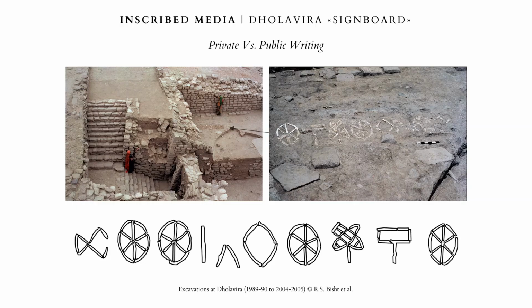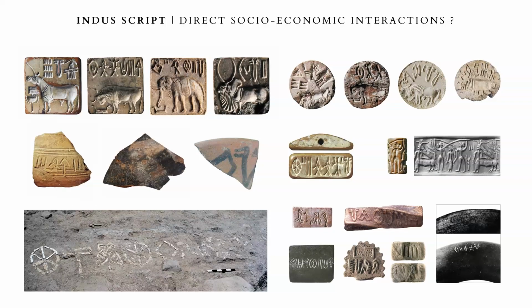To summarize, the archaeological contexts and the range of inscribed media indicate that the Indus script functioned primarily within direct socioeconomic and administrative interactions. Its consistent association with seals, containers, tools, and other objects linked to production, storage, and exchange suggests that writing was used to encode information related to identity, ownership, authorization, and institutional control. Rather than serving for narrative or commemorative purposes, the Indus script appears to have operated as a practical communicative tool embedded in routine economic and administrative practices.